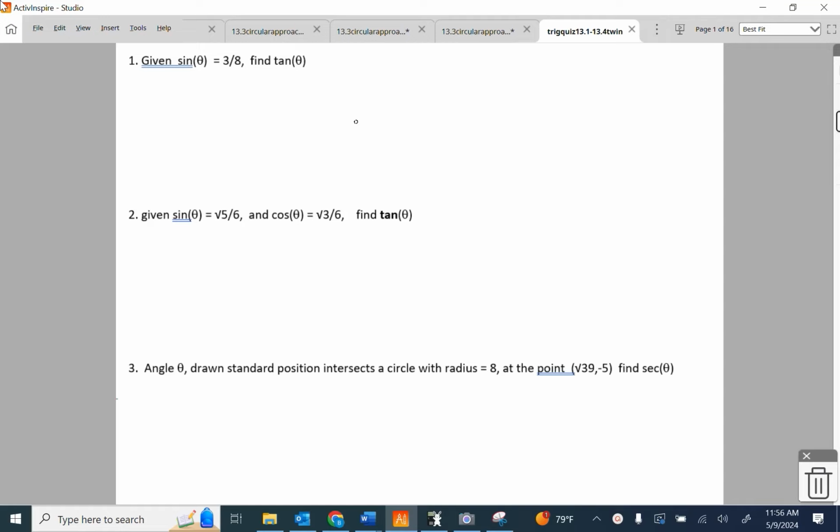All right, first problem up. Given the sine of theta is 3/8, find the tangent of theta.